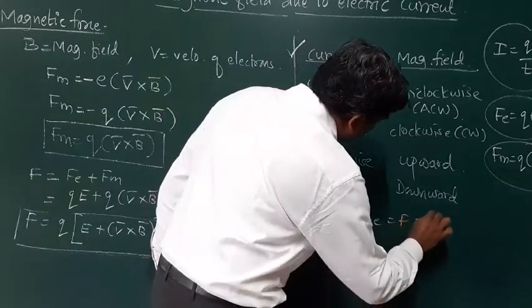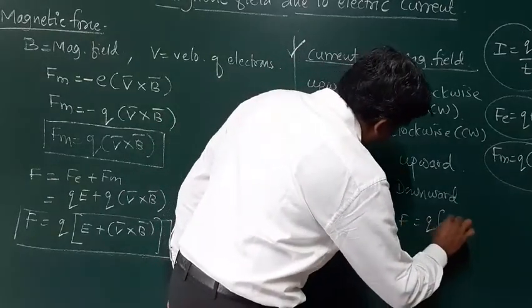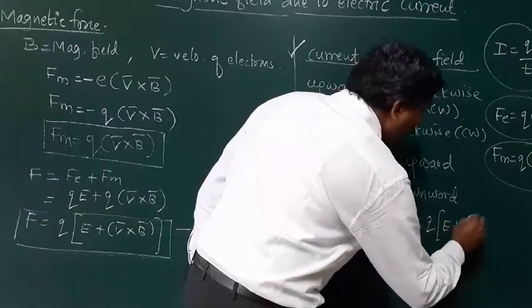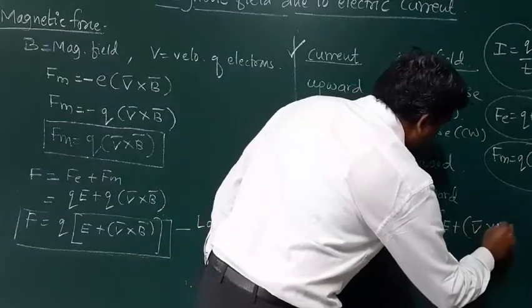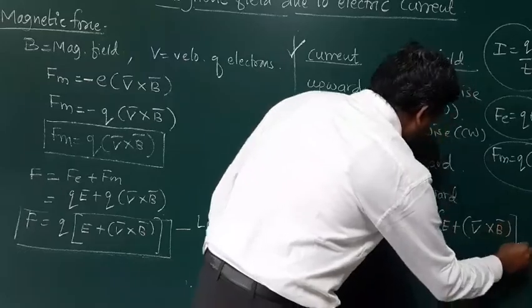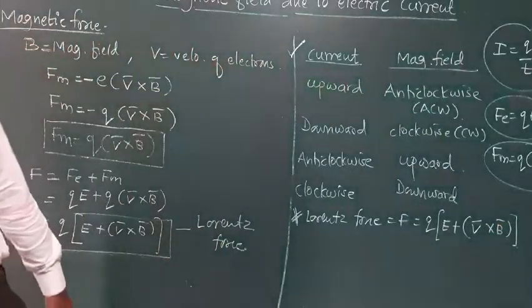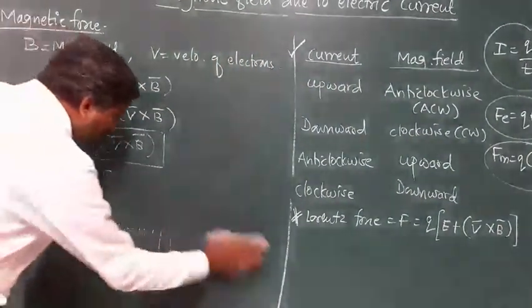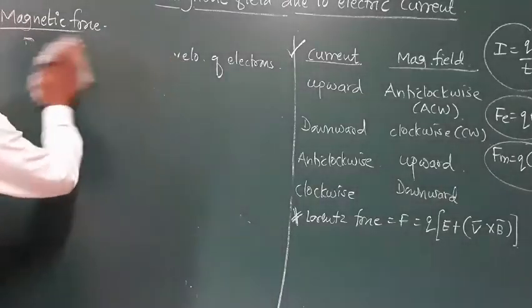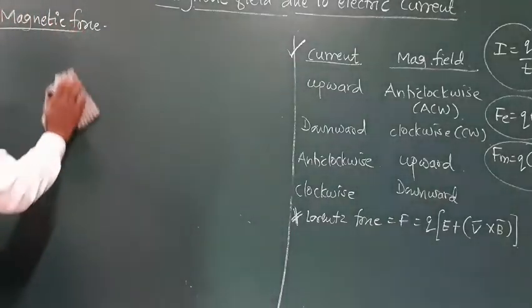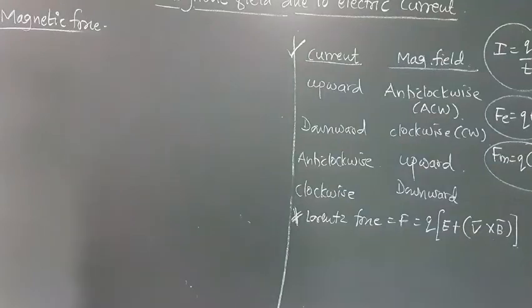Lorentz force F equals q in bracket E plus v cross B. This is the formula for the Lorentz force. Now we discuss one by one some consequences of the Lorentz force. Now we see when this Lorentz force becomes zero. That we have to see first.